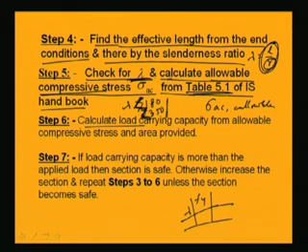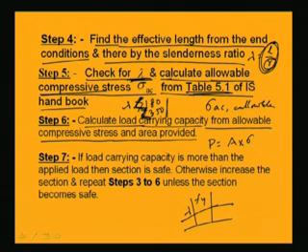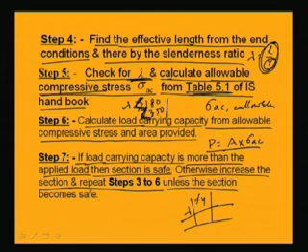Next, calculate load carrying capacity from allowable compressive stress and area provided. So, we can find out the load carrying capacity P, which is equal to the area we have provided for the section times the allowable compressive stress. Next we will check if load carrying capacity is more than the applied load, then the section is safe. Otherwise, increase the section and repeat steps 3 to 6 until the section becomes safe.